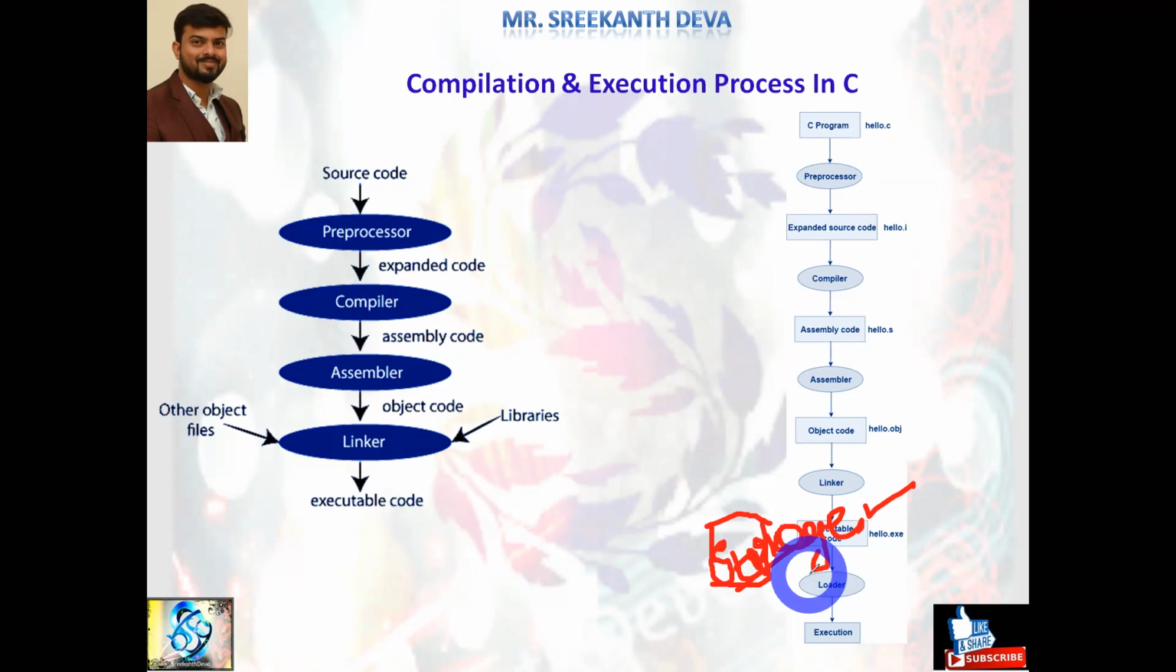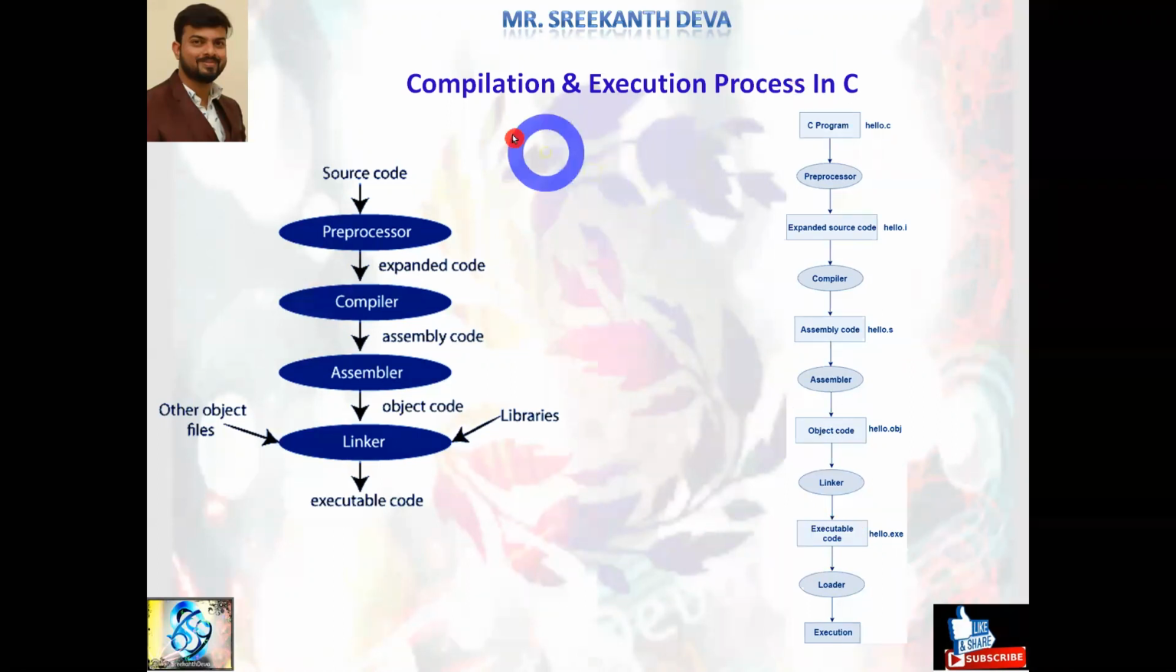It generates the execution process. It carries this executable code from the secondary storage, the hard disk, to the main memory, and provides execution. Then we get the result of the particular program. See, these are the steps involved in the compilation and execution process in C.